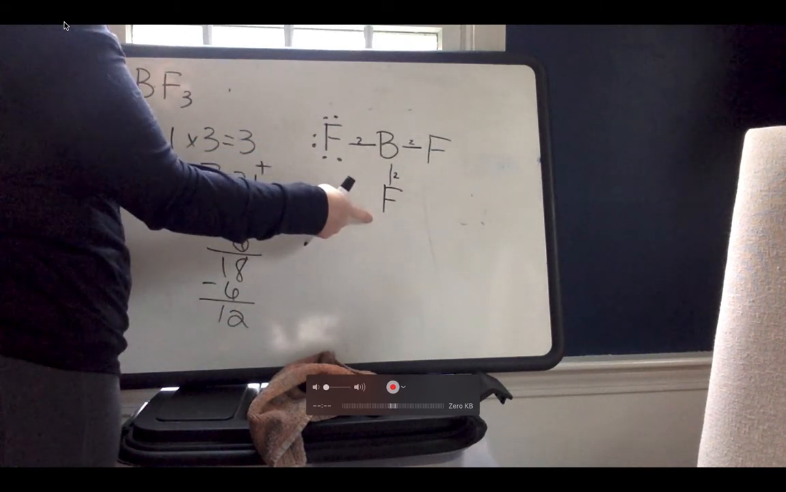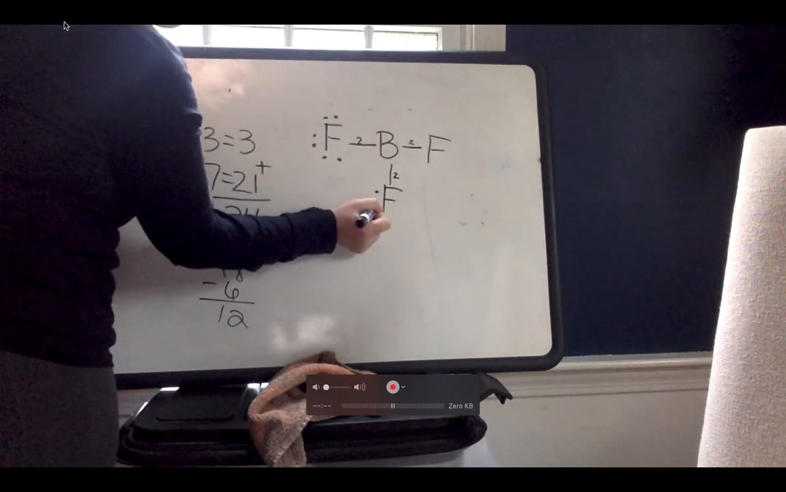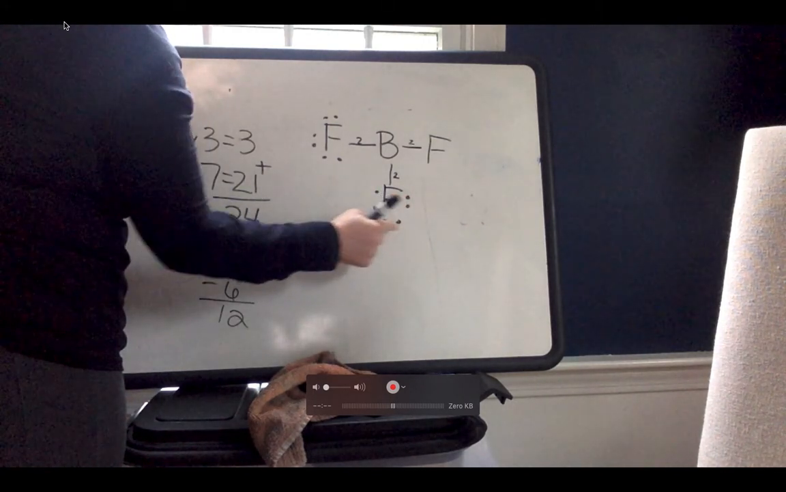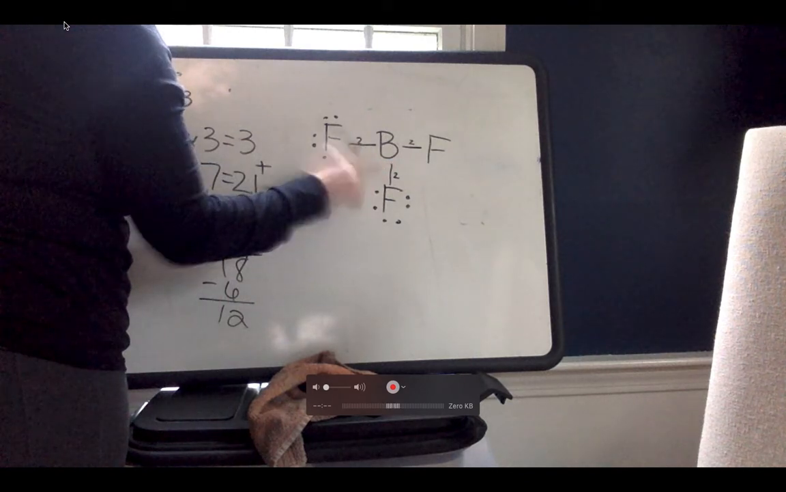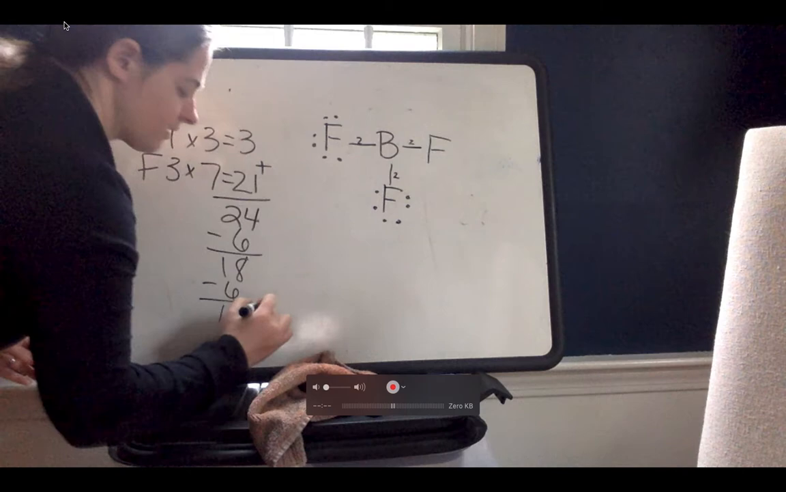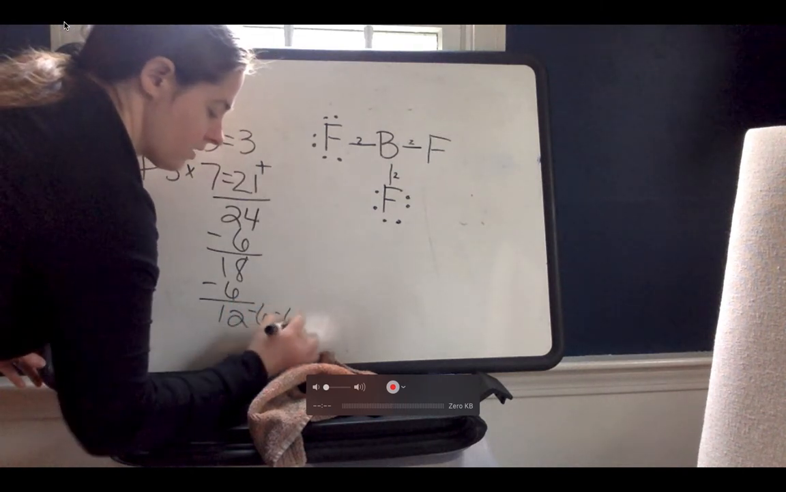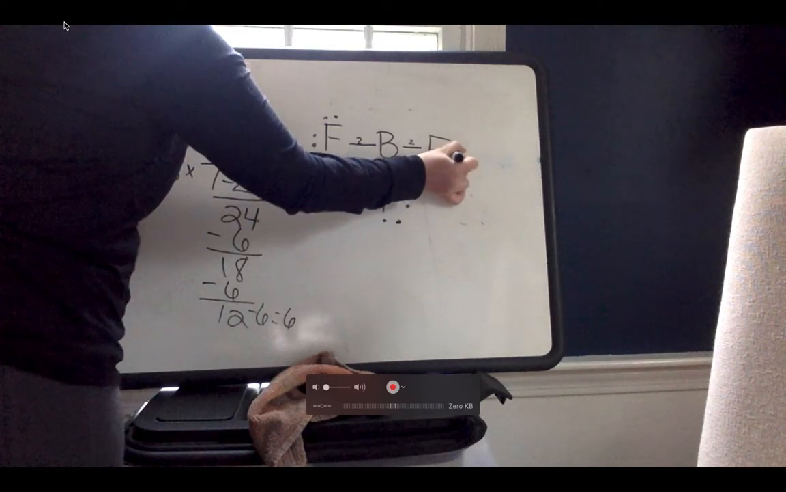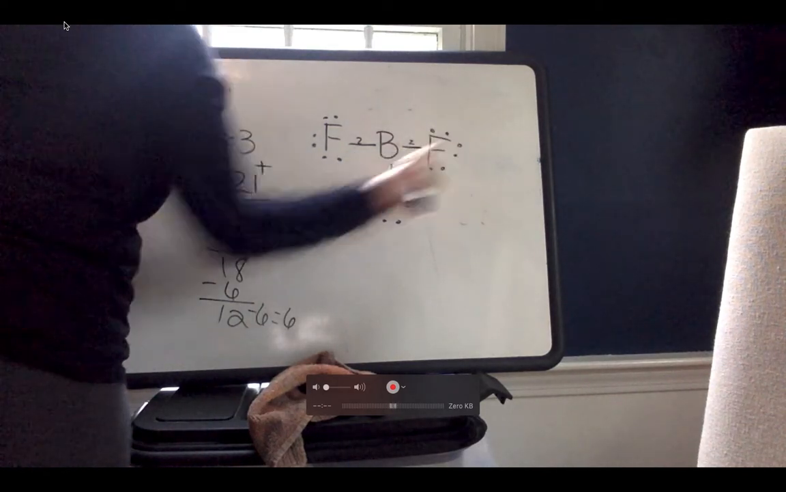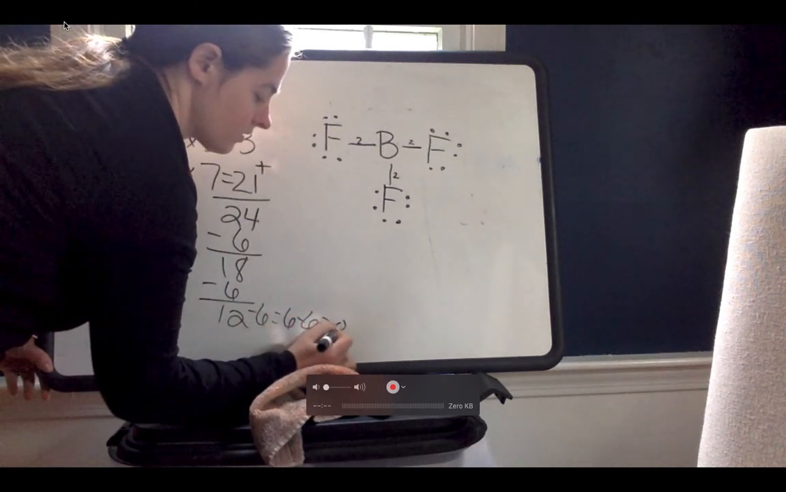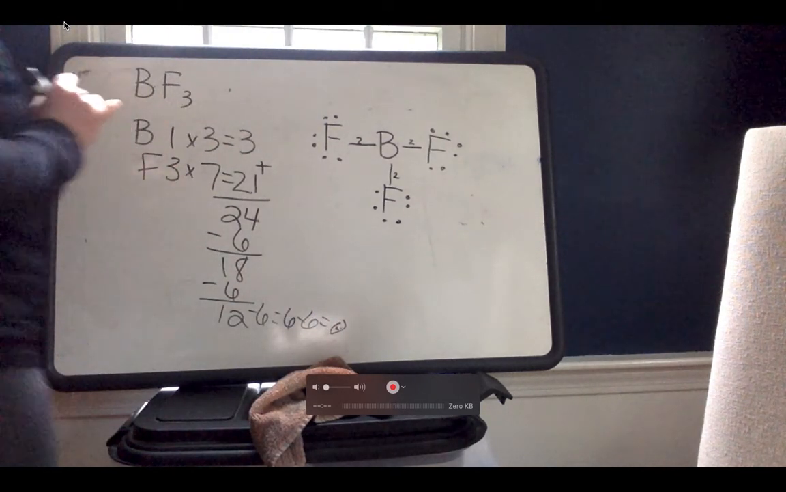So we now need to go to this fluorine. We need to put 6 dots on this fluorine to make it happy. 1, 2, 3, 4, 5, 6, 7, 8. So that fluorine is now happy, and we used another 6, so we can subtract. So now we only have 6 left to go. So our last 6 are going to go on this fluorine. And now we use 6 more, so we are happy, okay?